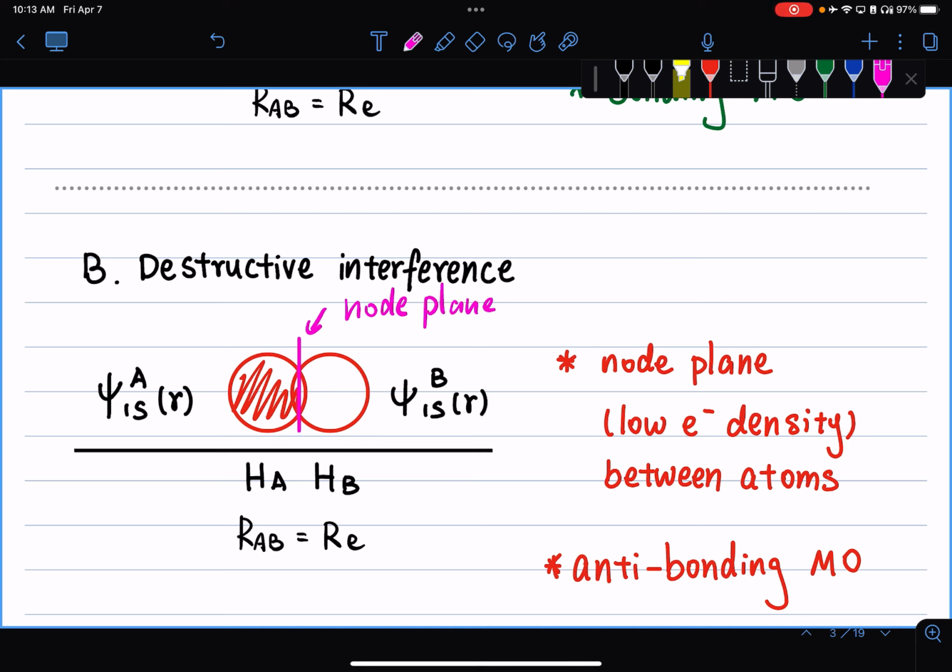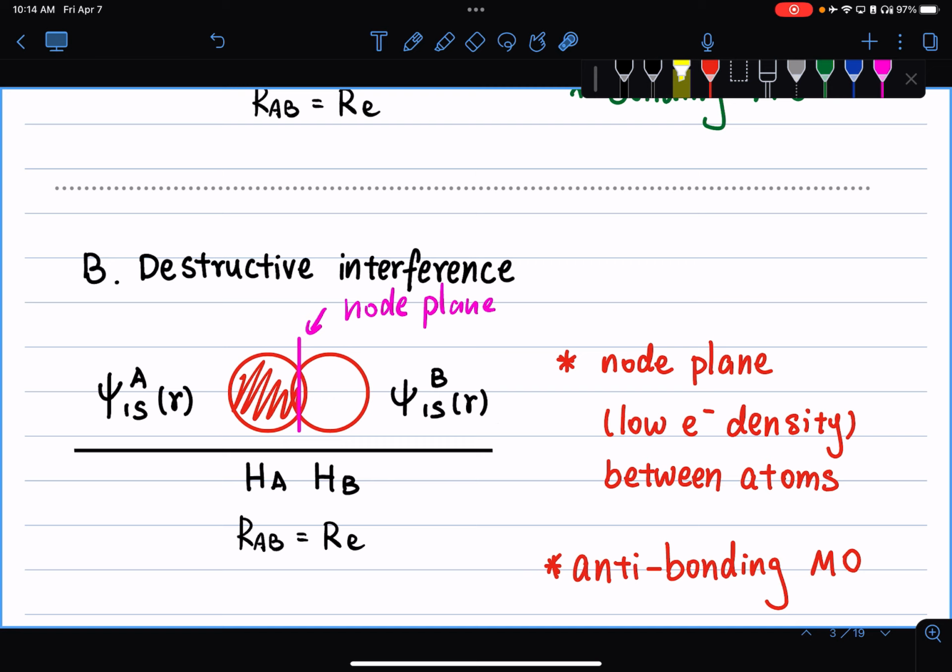The node plane works similarly to the node plane in your p atomic orbital. Whenever you have a node plane, what it means is your wave function changes its sign. So here, the wave function changes its sign from shaded to unshaded, and consequently, there exists a node plane in between the two hydrogen atoms.